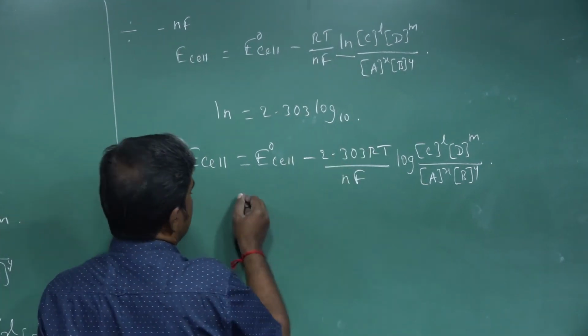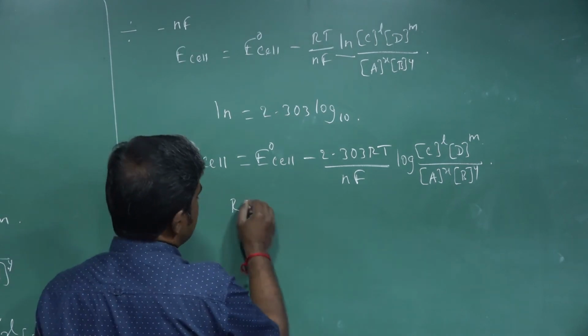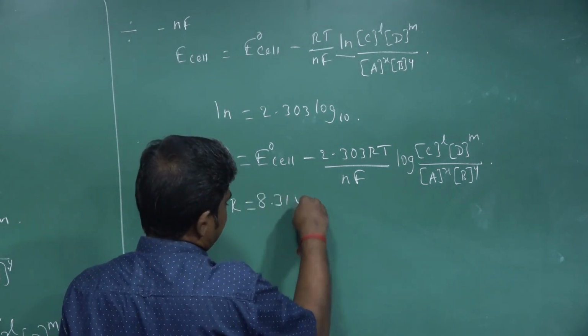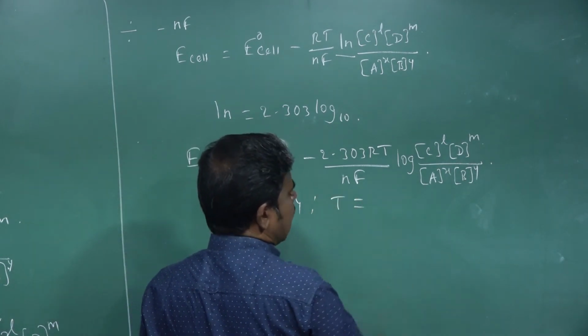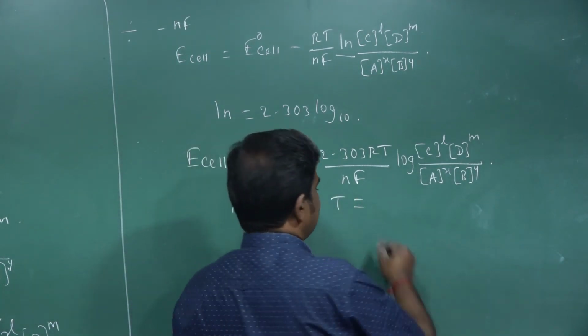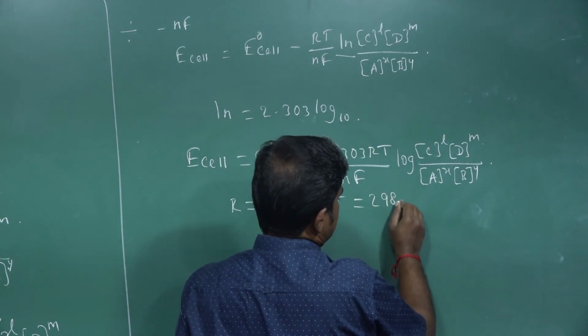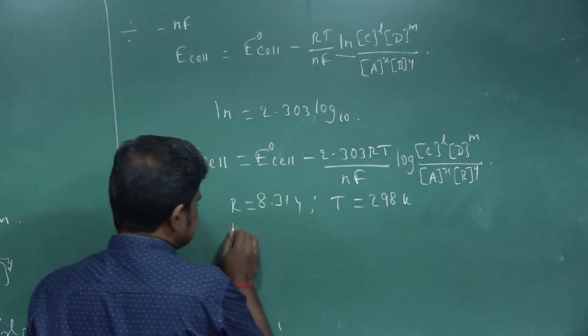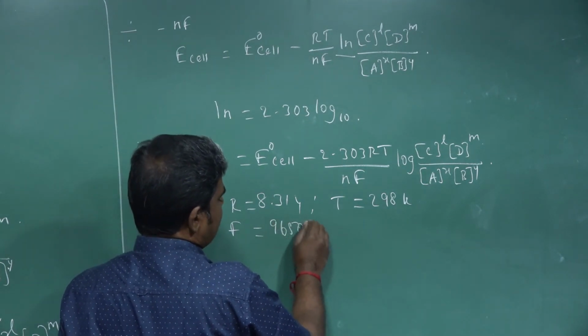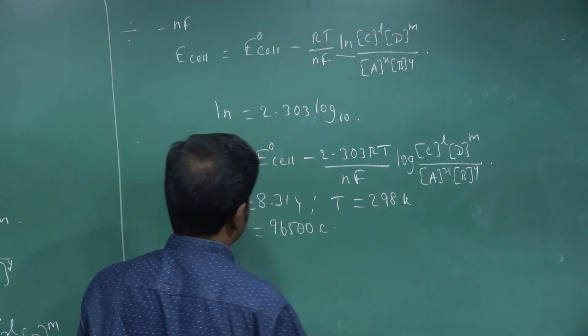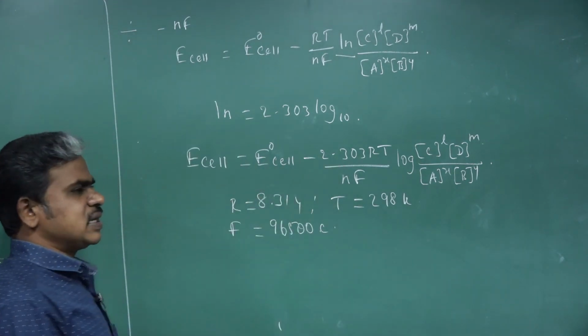You know that R is equal to 8.314, the gas constant. Here the temperature is 25 degrees Celsius, so taking it in Kelvin, it is 298 Kelvin. And that is Faraday, 1 Faraday is equal to 96,500 coulombs. Now substitute these values in this equation.